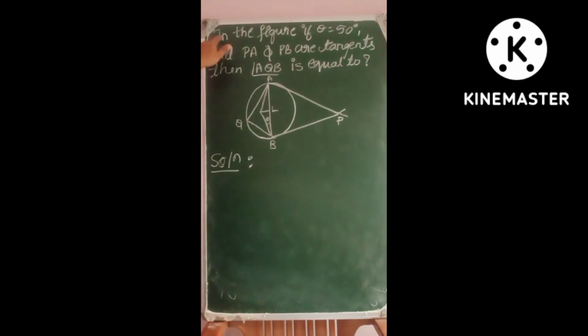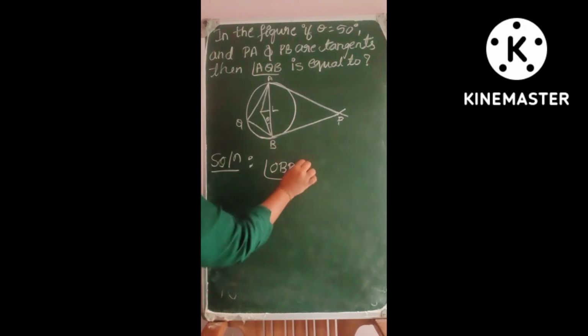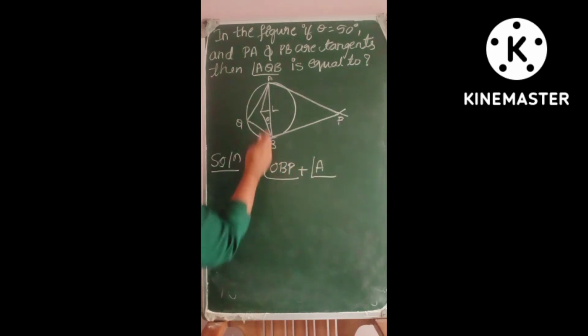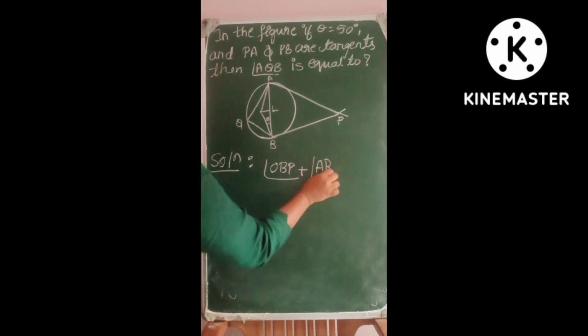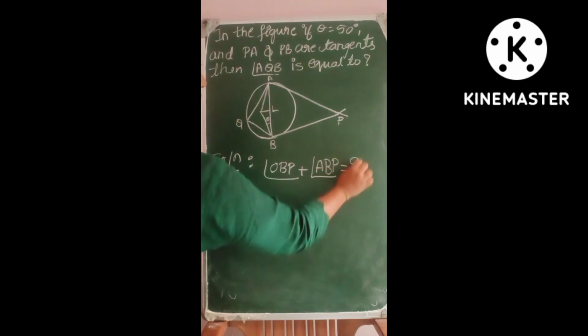Okay, the next problem is, in the given figure, the theta value is equal to 50 degrees. PA and PB are the tangents. Then we have to find the angle AQB. Here PB is nothing but the tangent line. Since PB is the tangent line, we can write angle OBP plus angle ABP is equal to 90 degrees.